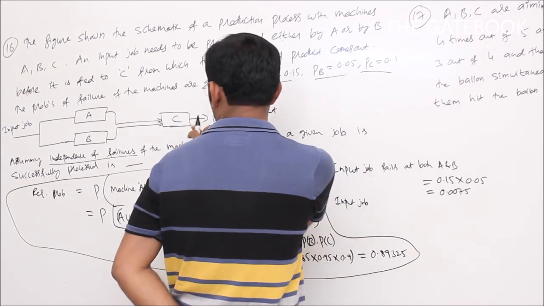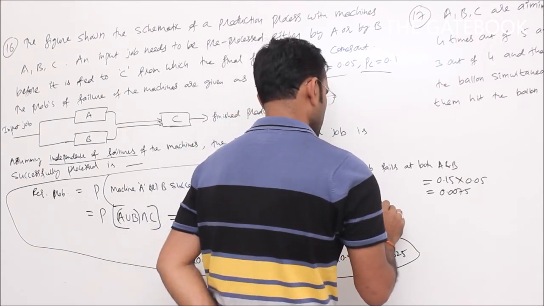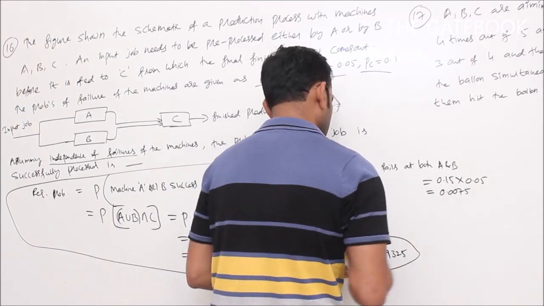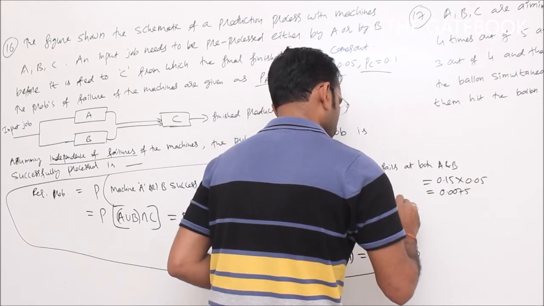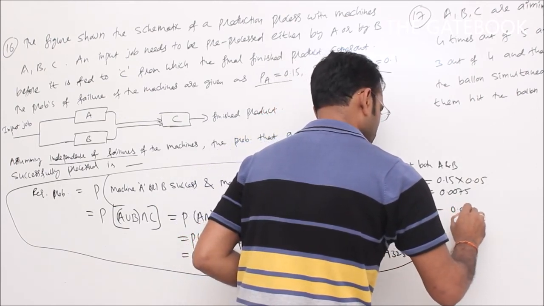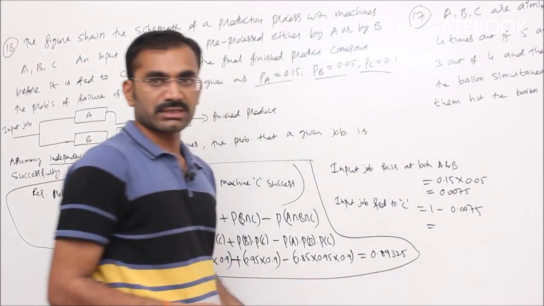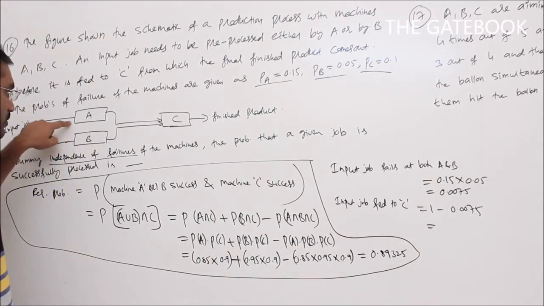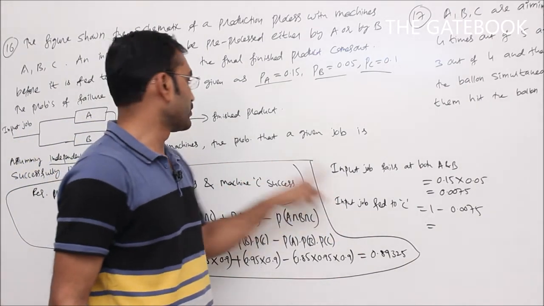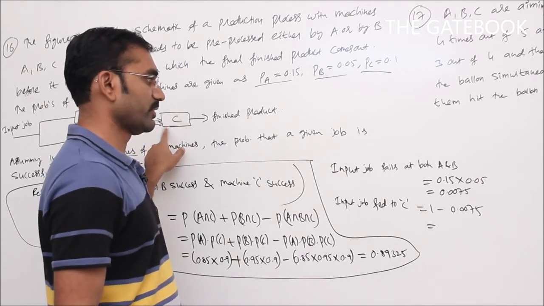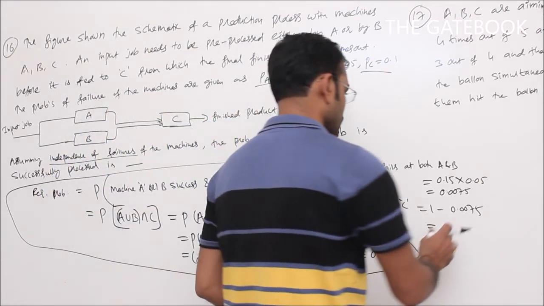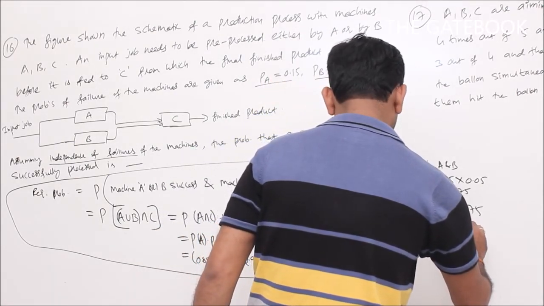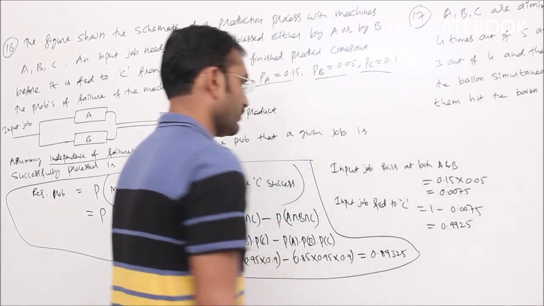When the input job comes to C, that means the input job fed to C is equal to 1 minus 0.0075. If we subtract the corresponding failure probability at both A and B, then only that input job is fed to C. So it is 1 minus 0.0075. Simplifying this gives 0.9925, the input job fed to C.